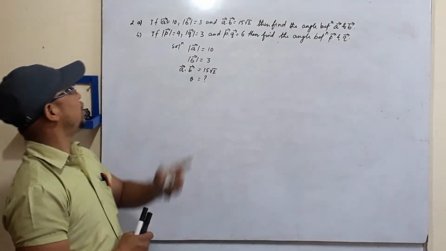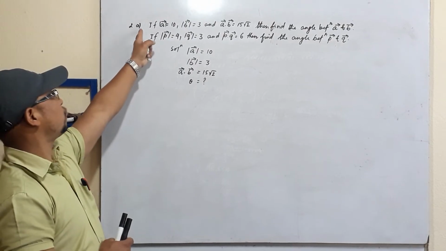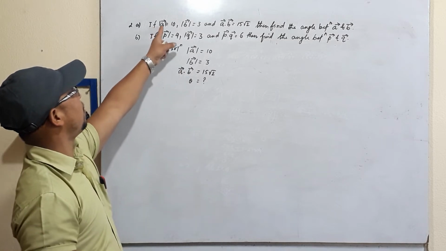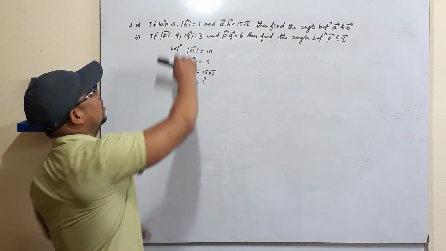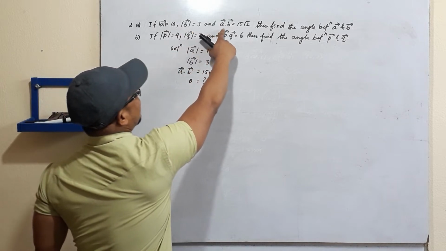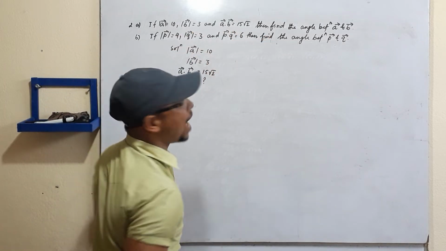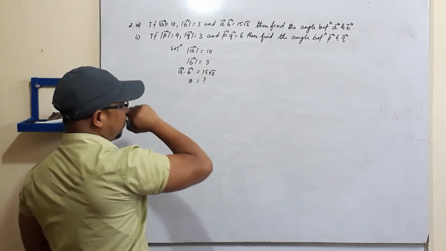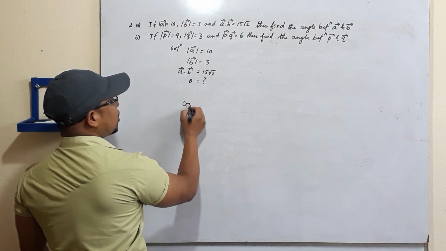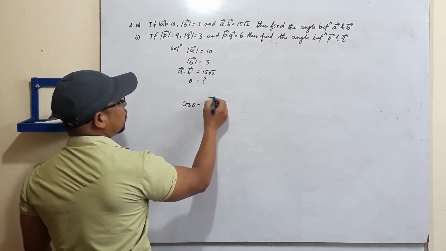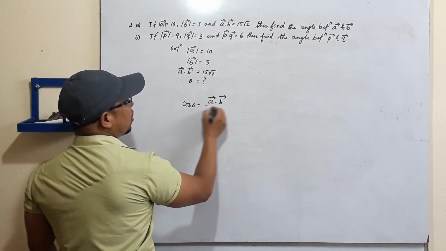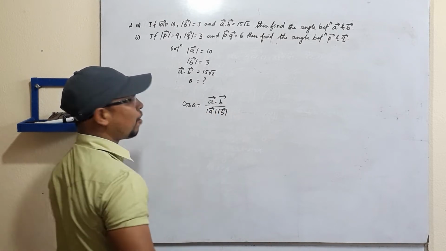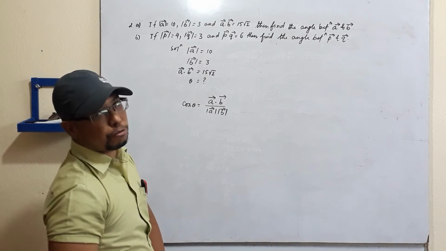Okay, now the next question is question number 2. Here also there are two questions. One question I do and the next question is yours. Now see in this question, the magnitude of A is given, the magnitude of B is 3, and A dot B is given, then find the angle between A and B. The formula is cos theta equals A dot B divided by magnitude of A times magnitude of B. This is the formula for finding the angle between two vectors.